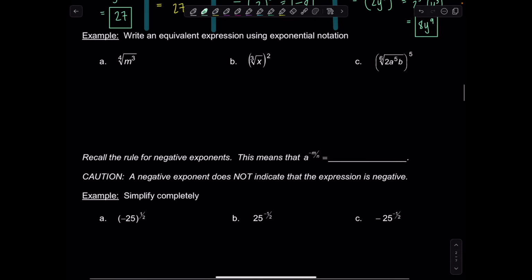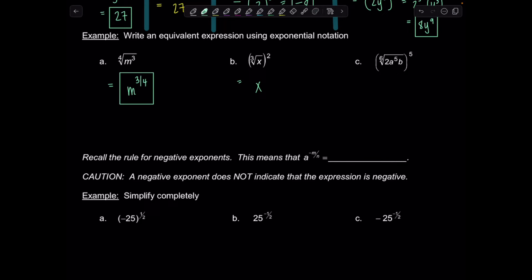Okay, let's practice just a little bit more, different scenarios. Write an equivalent expression using exponential notation. So if you have the 4th root of m cubed, that would be m to the 3/4. That's it. Cube root of x squared, that would be x raised to the 2/3. The index becomes the denominator. That one's done. Fab, fab, fab.